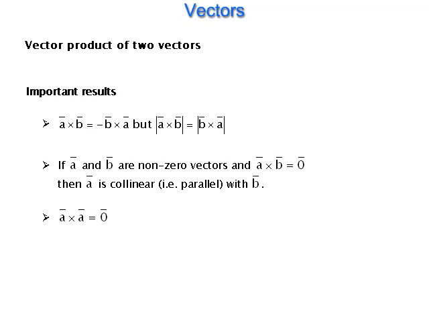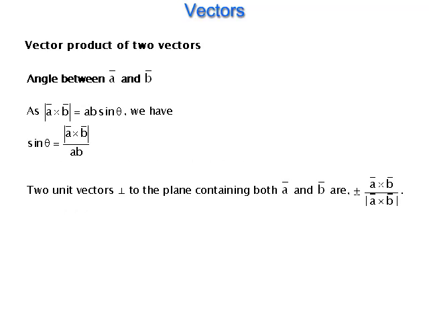Important results. A bar cross B bar equal to minus B bar cross A bar. But mod of A bar cross B bar equal to mod of B bar cross A bar. Clearly, cross product is not commutative. If A bar and B bar are non-zero vectors and A bar cross B bar equal to 0 bar, then A bar is collinear, that is parallel to B bar. A bar cross A bar equal to 0 bar.